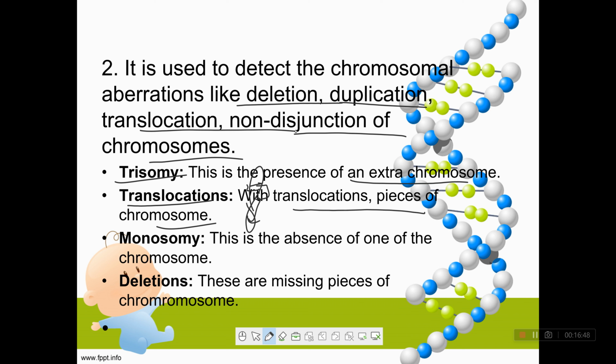Next is monosomy. This is the absence of one of the chromosomes, like 22 pairs of chromosomes plus X. Means there is absence of the Y chromosome or an X chromosome. This is known as monosomy. Deletion is a missing piece of the chromosome. If some piece of the chromosome is missing, like this piece, then this process is known as deletion, right?